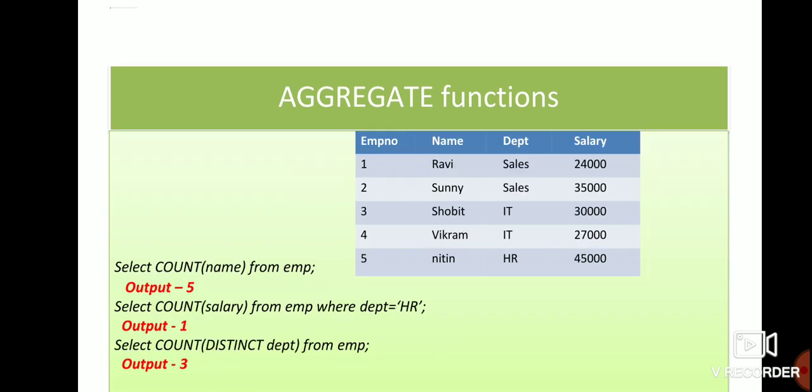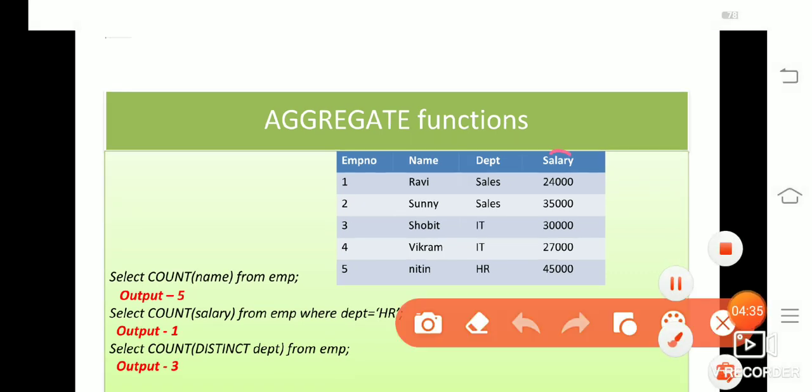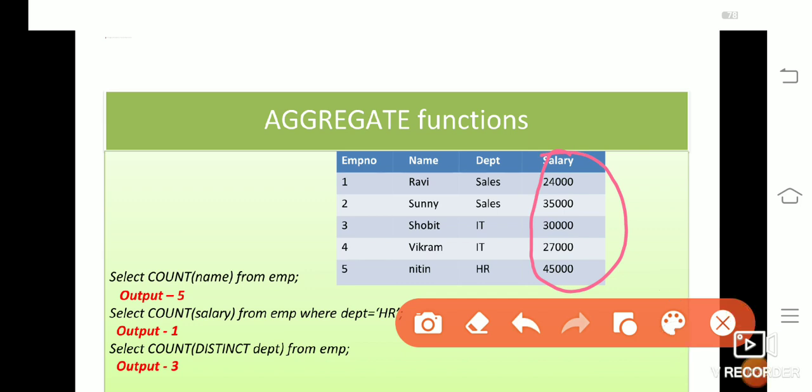Next aggregate function is count. Okay, so count name. What all names are mentioned here? Five names are there. So what will be the output? Five. If I want to count the salary, here also you can see what the output is. Five salaries are mentioned, 1 2 3 4 5, so five will be the output here.